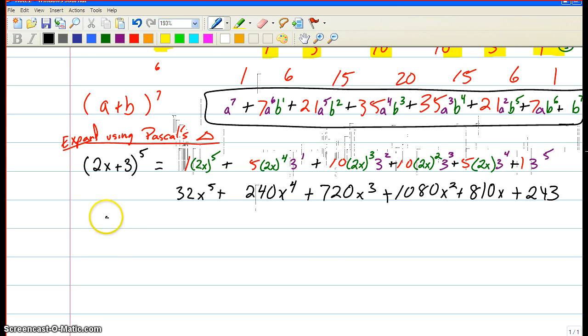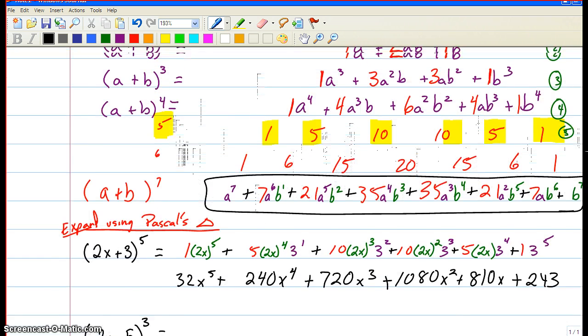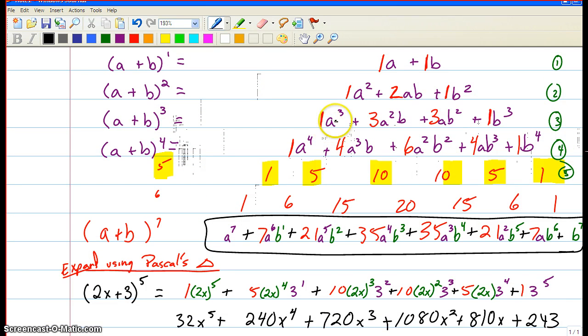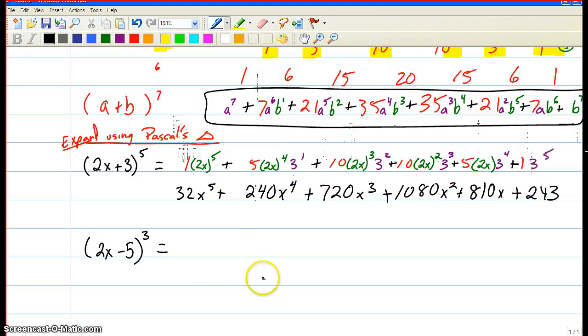Emphasize the negatives here. If you do 2x minus 3, you know what, let's change that, minus 5 to the 3rd power to expand it. Find that row of Pascal's triangle. So it's going to be the row 1, 3, 3, 1 are going to be the coefficients. 1, 3, 3, 1, and then start putting the expressions in to the corresponding powers. So 2x to the 3rd, 2x squared, 2x, and then 2x to the 0 power.